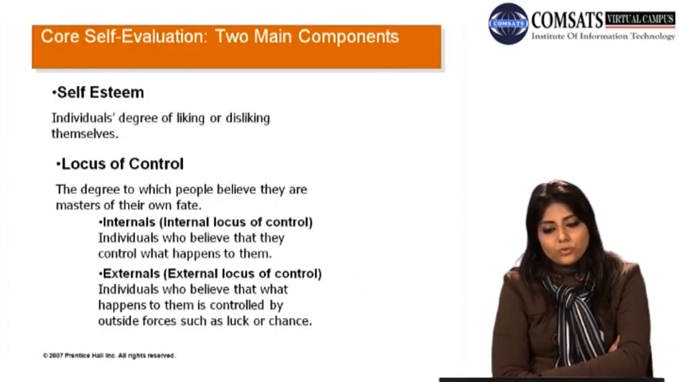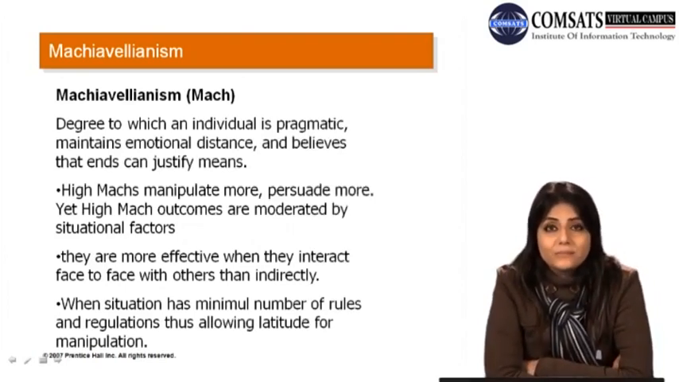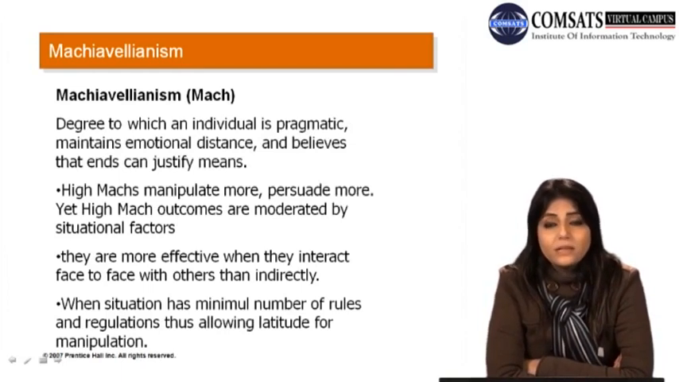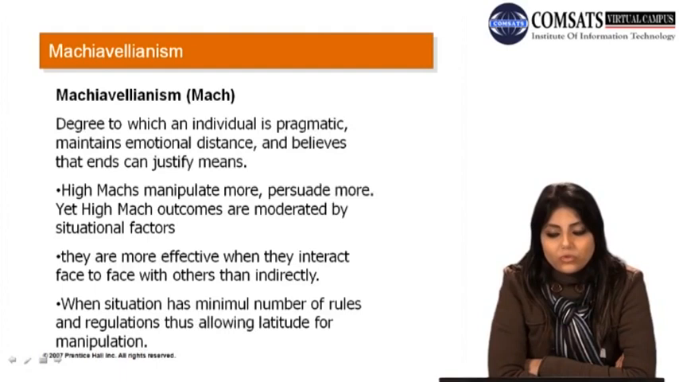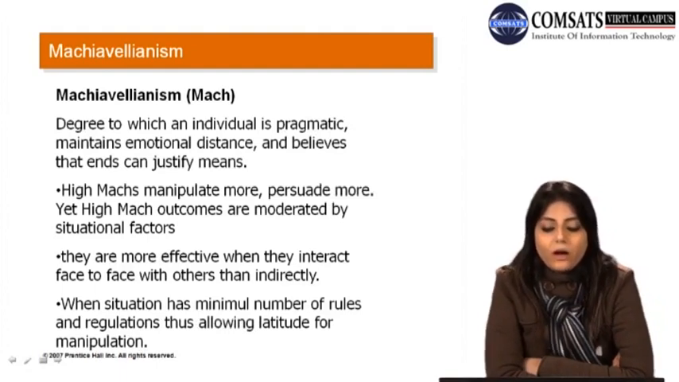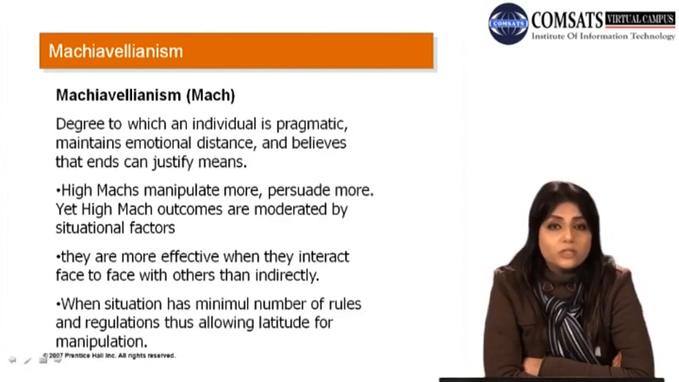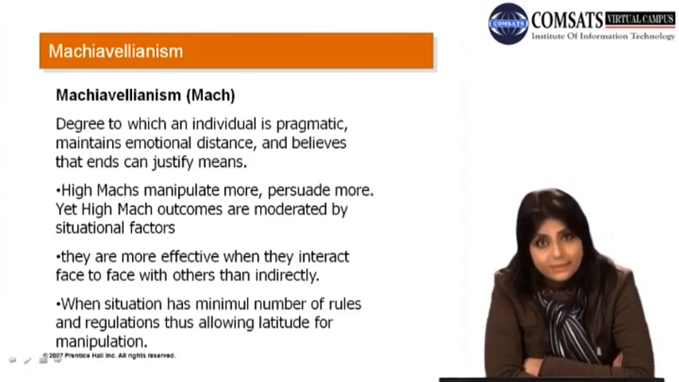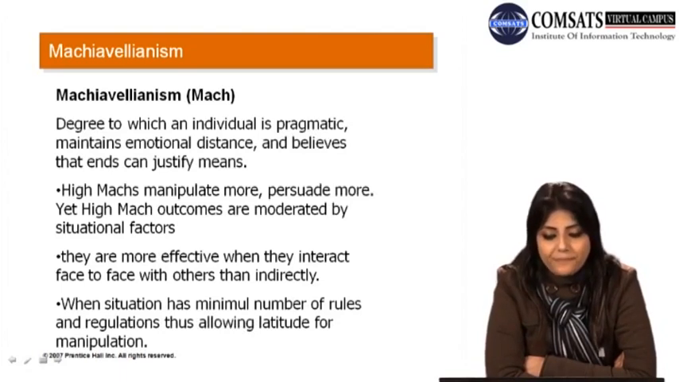Then we move to the next personality trait, which is Mach, also called MAC, that is the degree to which an individual is pragmatic, maintains emotional distance, and believes that ends can justify means. So these individuals basically try to manipulate situations, they try to persuade others under different situations according to what they want, right? And they are generally not persuaded by others, right?